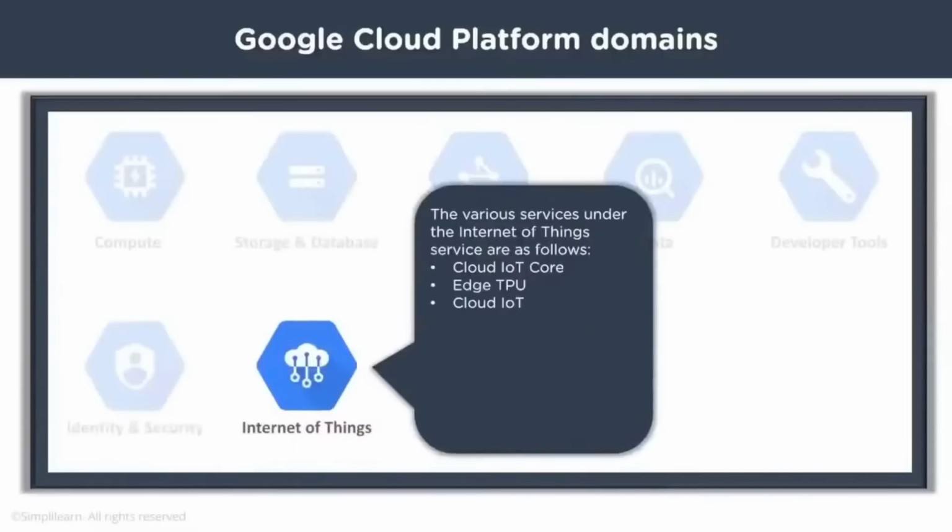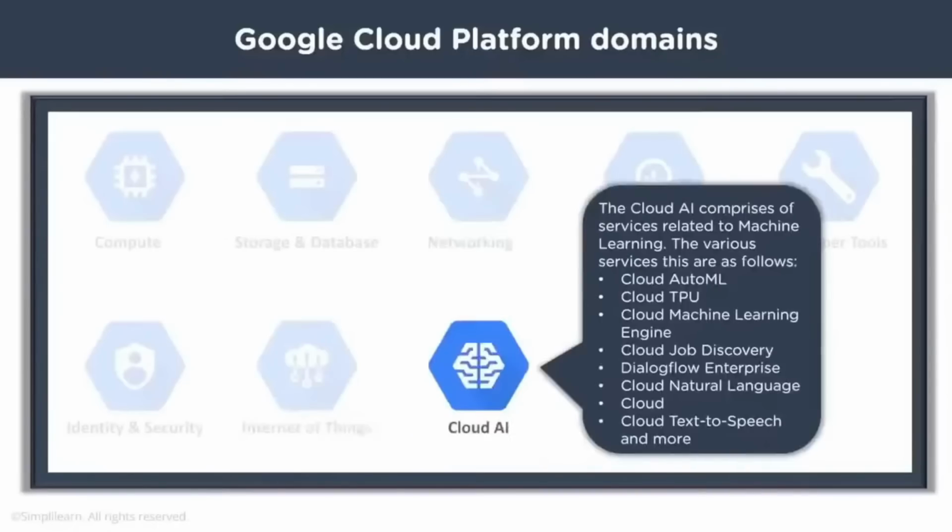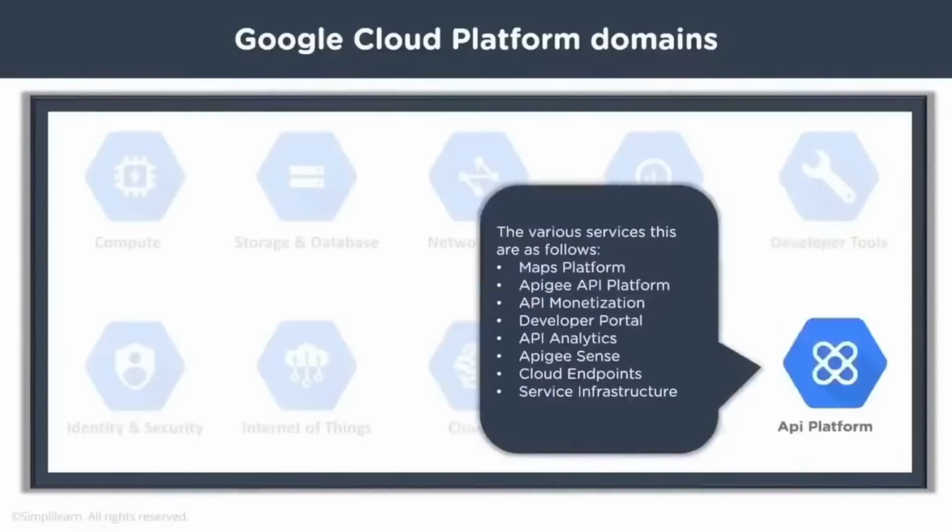You also have cloud services which are related to Internet of Things. These would be used by organizations who would be working on IoT devices or the data generated by these devices. Various services here are Cloud IoT Core, Edge TPU, and Cloud IoT. Also, when we talk about cloud AI, that is artificial intelligence, this comprises services related to machine learning and much more. So you have Cloud AutoML, Cloud TPU, Cloud Machine Learning Engine, Job Discovery, Dialogflow Enterprise, Natural Language, Text to Speech, and much more.